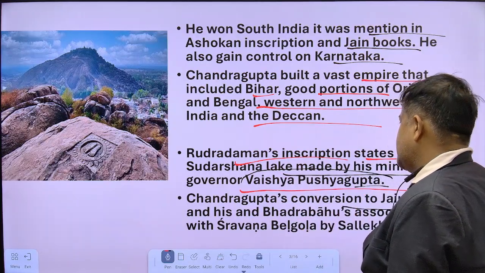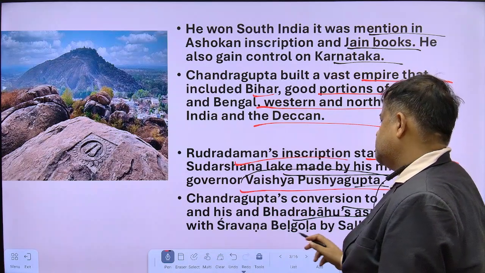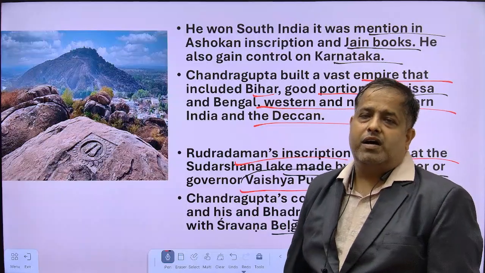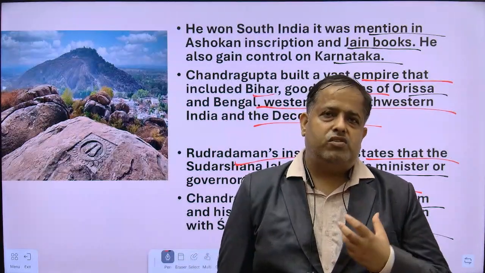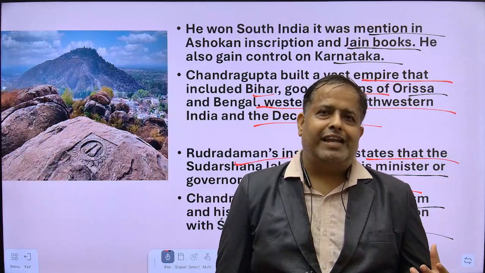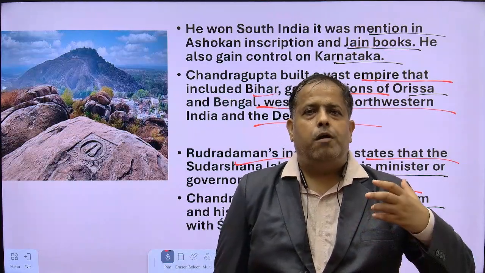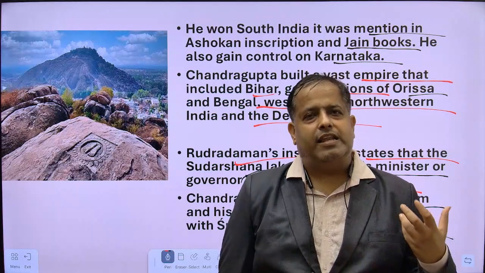Chandragupta's conversion to Jainism and his visit with Bhadrabahu to Sravanabelagola, by Sallekhana. Chandragupta Maurya was the first big ruler of India who accepted the Jain religion, he became a Jain monk, and in the ending time he visited Sravanabelagola with Bhadrabahu and here he surrendered his body by Sallekhana.